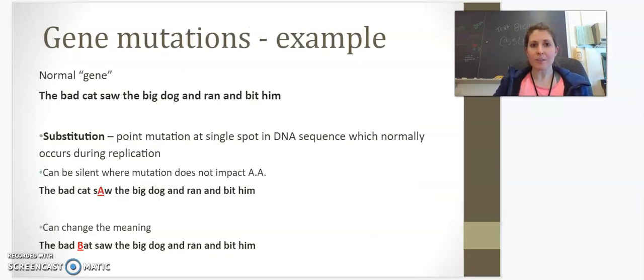The other types of gene level mutations, here are some examples of substitution. And we'll do some of these in class as well. If it was a silent substitution, like the bad cat saw with a lowercase a instead of an uppercase A, that's not going to impact it. But if it was something that changed the meaning, like instead of the bad cat saw, it's now the bad bat saw, it changes the meaning of the gene and of the protein that it makes.